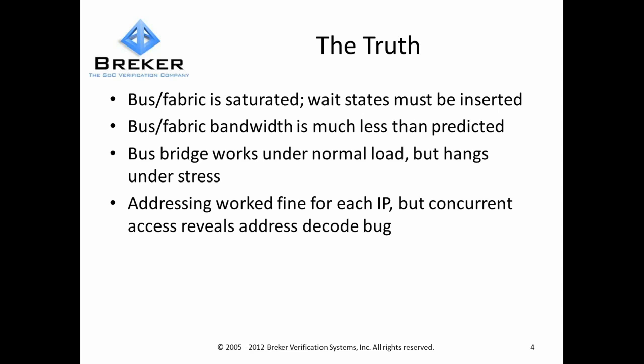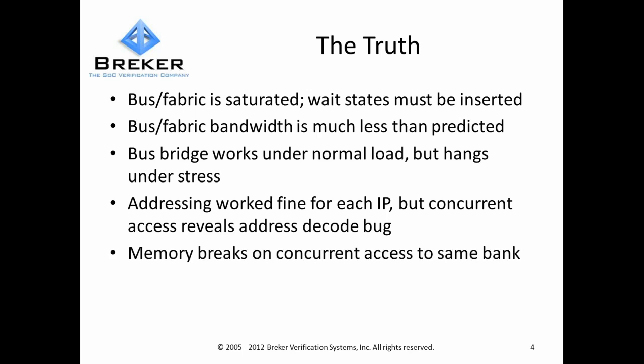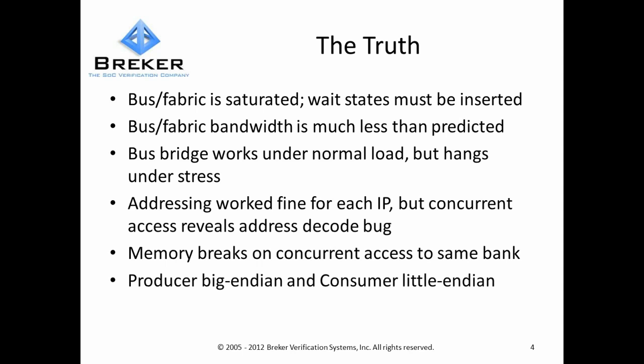Everything worked. It turns out when you're doing interleaved accesses to two sibling IPs, there's some kind of a decode bug, and one IP grabs a read for another guy. Memory's been tested very well with loss randomization, but we made some bad assumption in the unit bench, and multiple access to the same bank break.